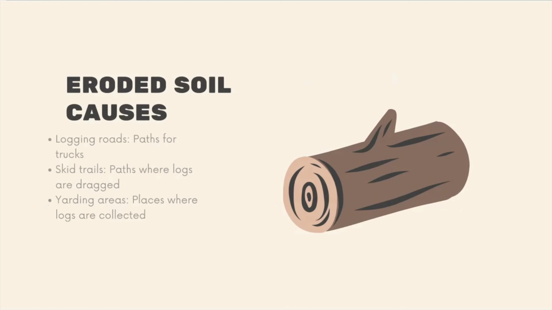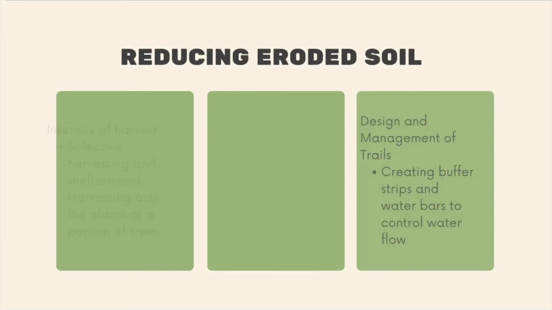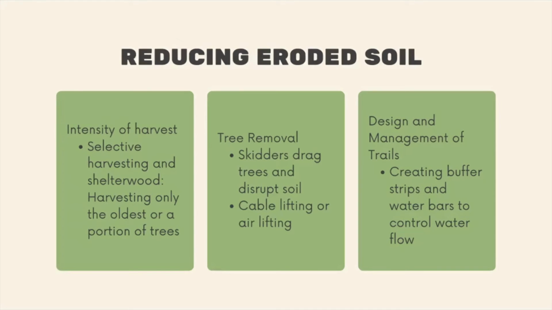Touching more on the causes of erosion in forest land, first there are logging roads, which are paths for trucks, and then there are skid trails, which are the paths where logs are dragged, and there are yarding areas, which are places where the logs are collected. To help reduce the eroded soil in these areas, we can start with intensity of harvest. So there are a couple of tactics like selective harvesting and shelterwood, where they harvest only the oldest trees or a portion of trees. And then there is the actual tree removal itself.